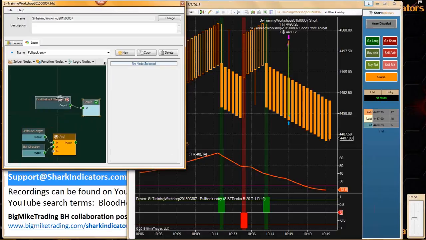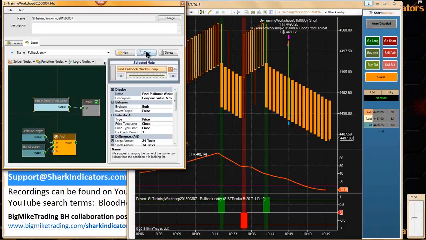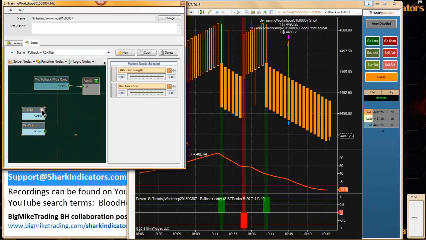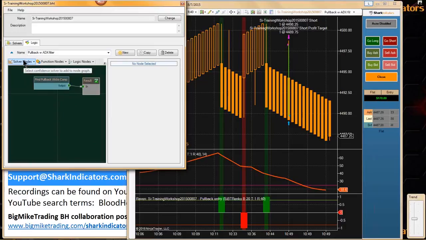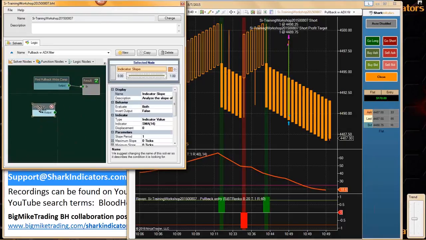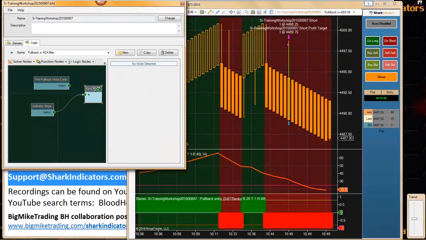So alright, I'm going to make a copy of this and we'll add the ADX in here. Alright, so we'll just say width and ADX filter. And let's see, so we just want to know when the ADX is sloping up. So we're going to grab a slope solver, like so.